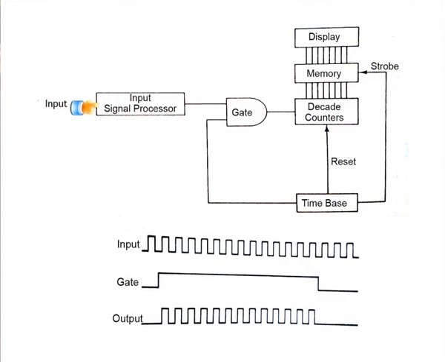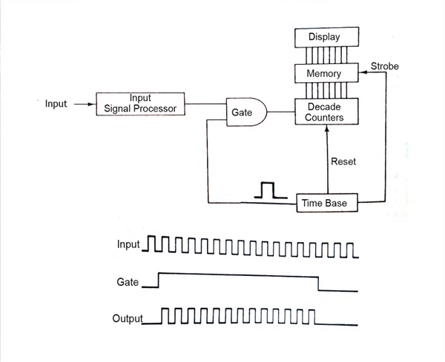Now, followed by the input signal processor is the AND gate, as can be seen. The other input to the AND gate is from the time base. This time base generates the pulses, and the width of the pulse can be controlled through this time base.